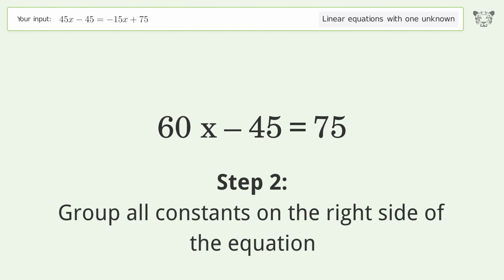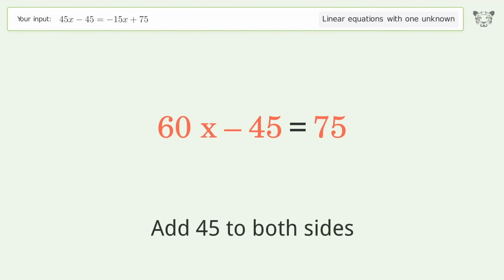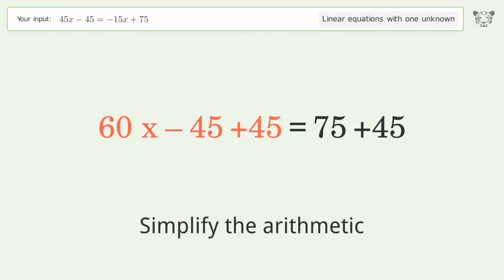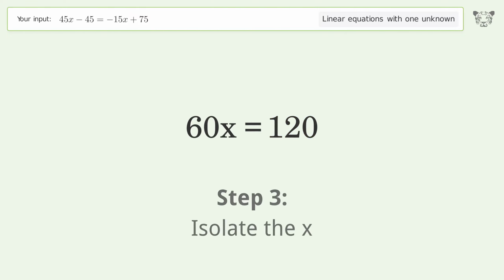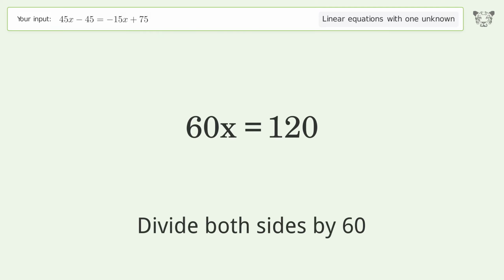Group all constants on the right side of the equation. Add 45 to both sides. Simplify the arithmetic. Isolate the x. Divide both sides by 60.